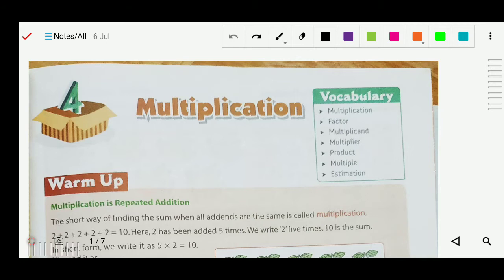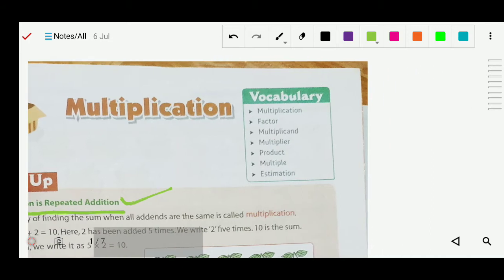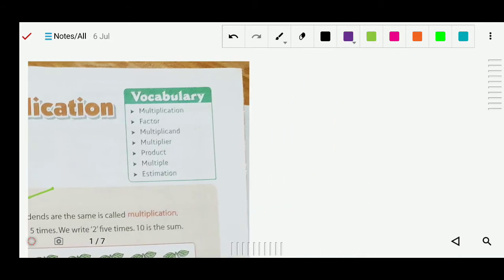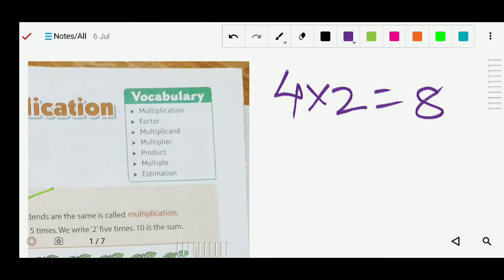Okay, so first of all, we should know what is multiplication. Multiplication is a repeated addition. So, what does it mean? Repeated addition means, suppose I want to multiply 4 into 2. So, what is the answer? 8. Can we do this same thing with the help of addition also?